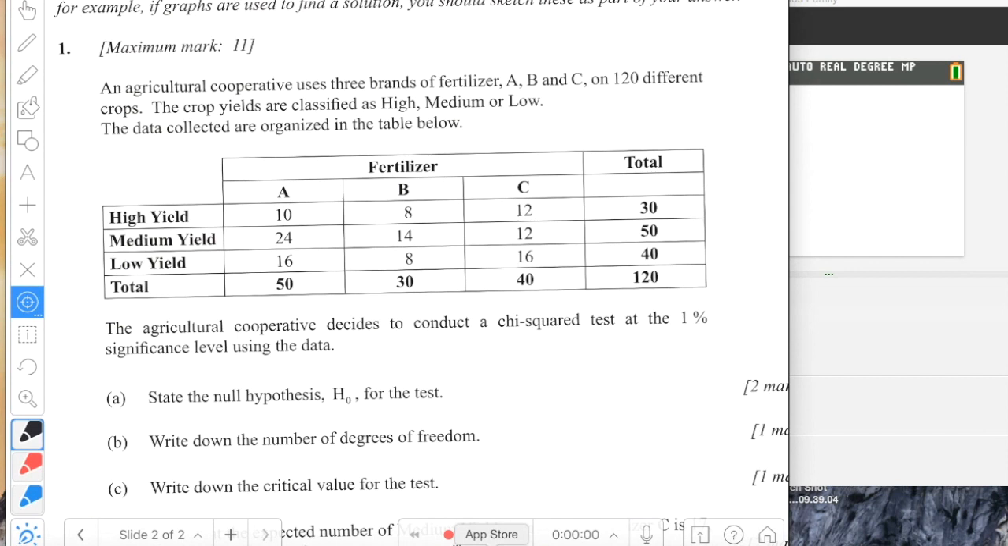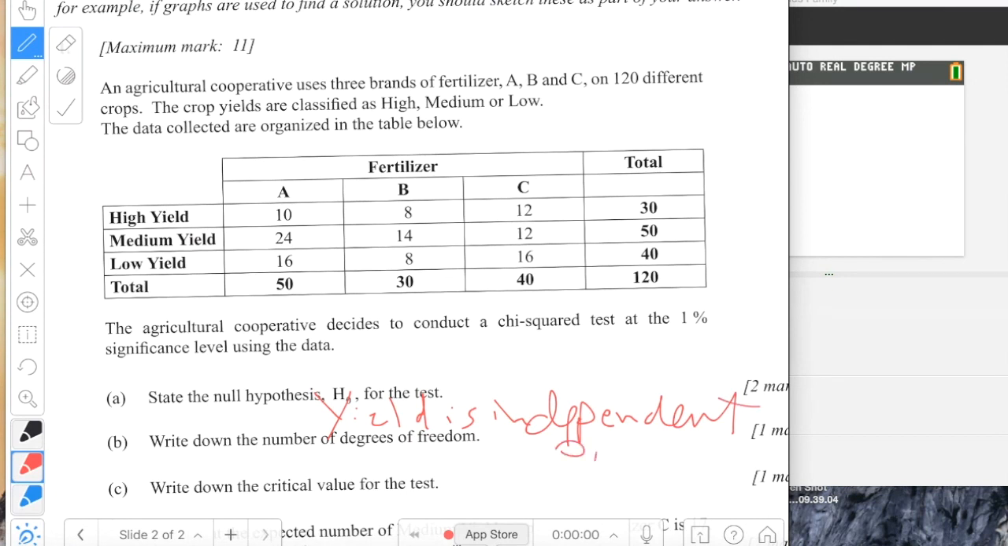Okay, state the null hypothesis, H0, for the test. What this means is this is the chi-squared test for independence. So we're going to say that one variable is independent of the other. Okay, so you got your variables yield and fertilizer. So we can simply state yield is independent of fertilizer. Okay, use the word independent and you'll get credit on the exam.